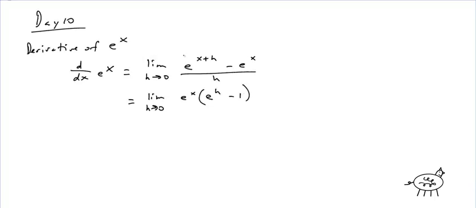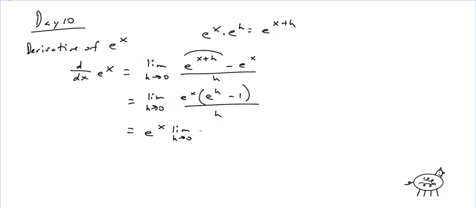Sometimes people get a little confused by that. Remember, e to the x times e to the h, don't you add the exponents? So I get e to the x plus h. That's why I can factor out an e to the x, and that's divided by h. Then I'm going to pull the e to the x out in front, and I'm going to have the limit as h approaches 0 of e to the h minus 1 over h.